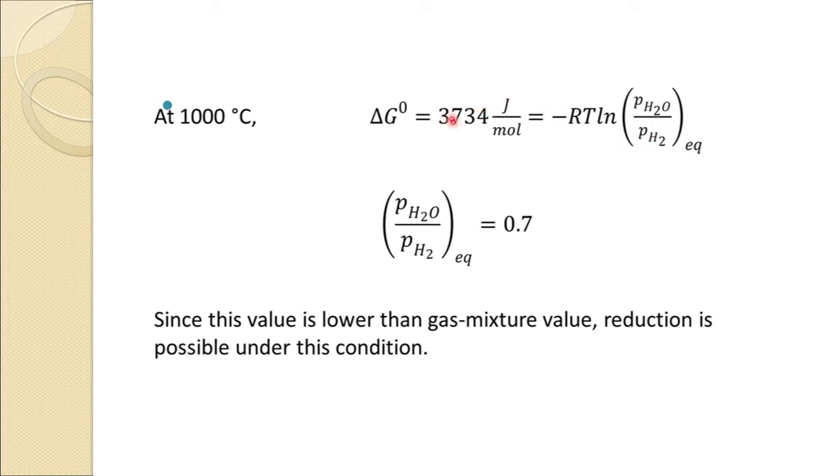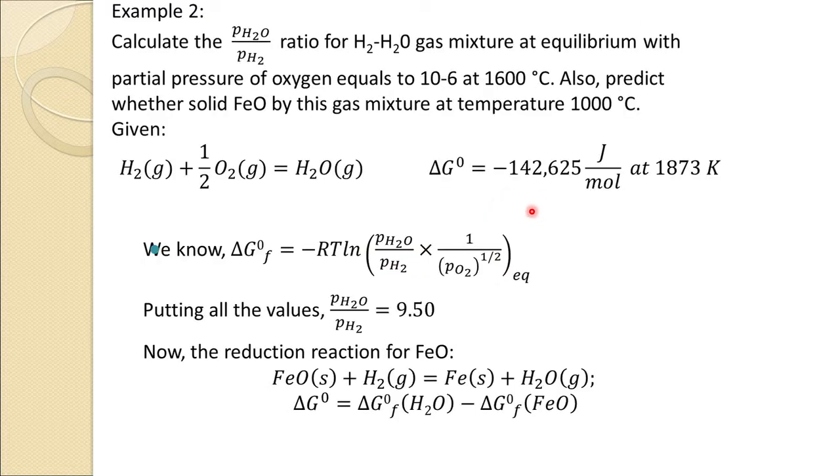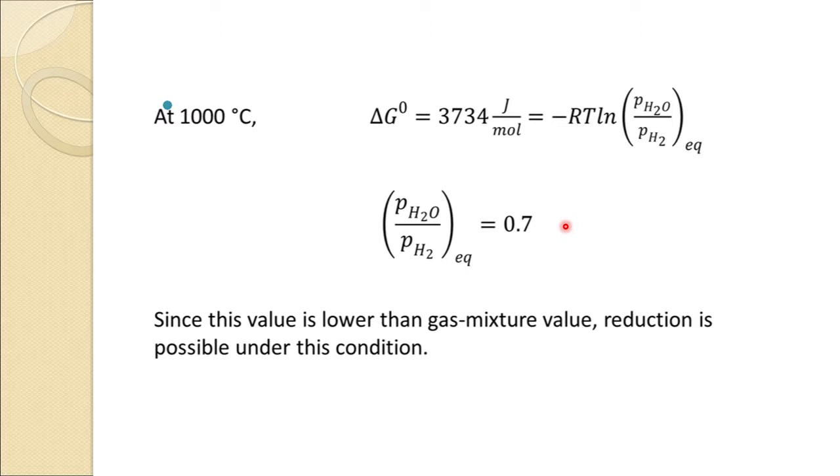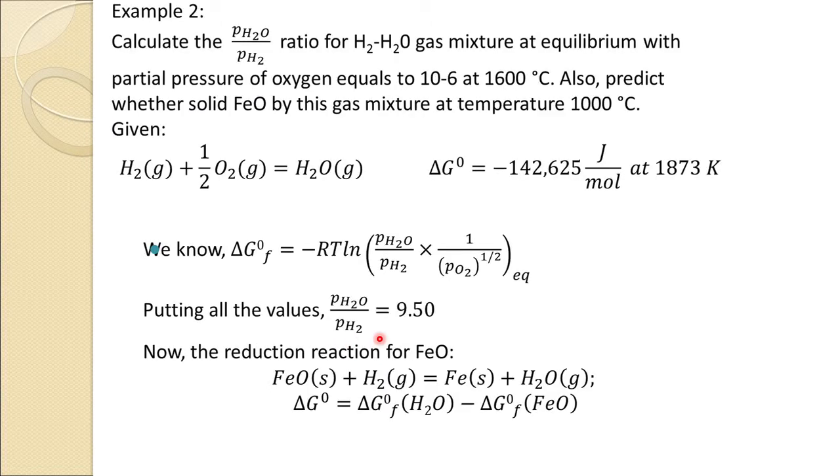So if we substitute all the values, temperature here would be 1273°K, and this is the universal gas constant. So you get pH2O to pH2 ratio 0.7. So in that way, the partial pressure of hydrogen has increased, which is a more reducing one. To reduce FeO, this ratio should be lower. Under this condition the actual one is 9.5, so it should be lower, 0.7, which means this mixture can reduce the FeO under this condition.